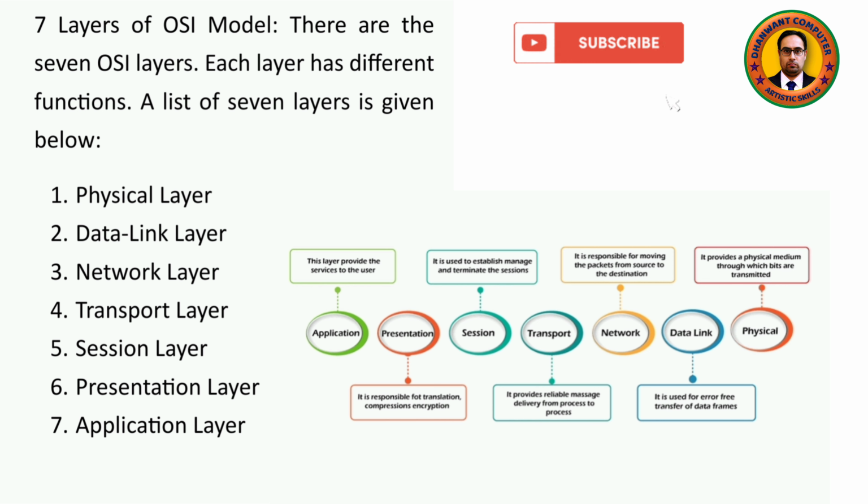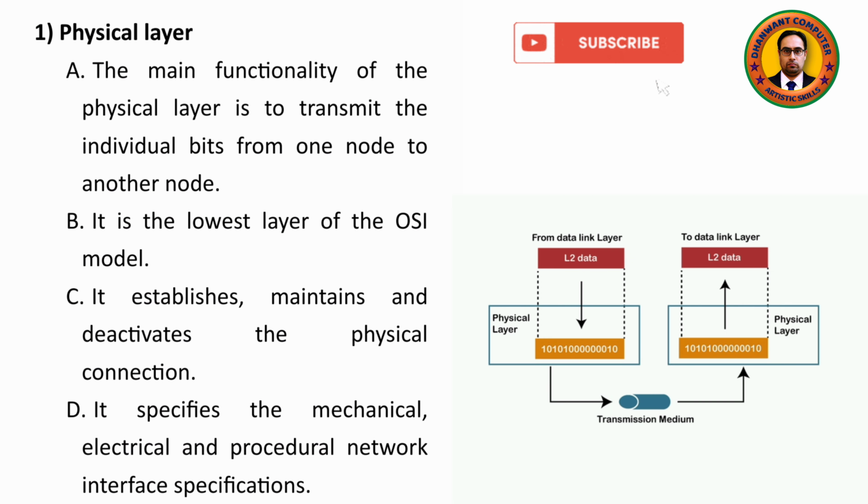7 layers of OSI model. There are the 7 OSI layers. Each layer has different functions. A list of 7 layers is given below. 1 physical layer. 2 data link layer. 3 network layer. 4 transport layer. 5 session layer. 6 presentation layer. 7 application layer.